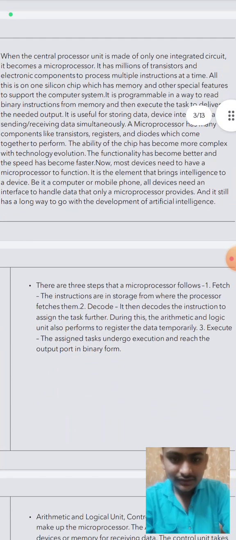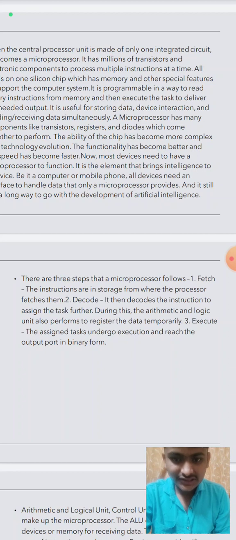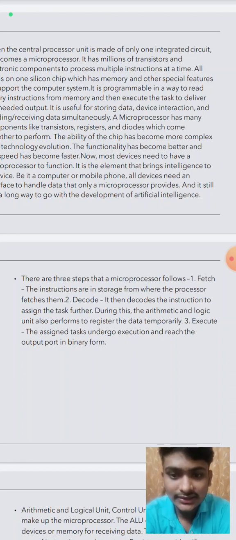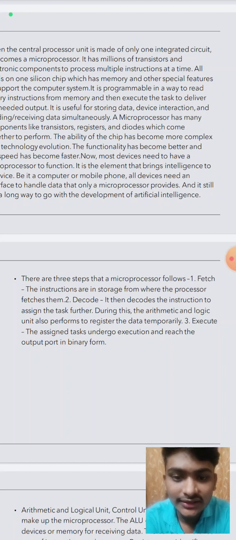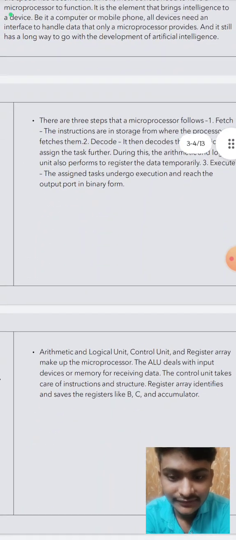There are three steps a microprocessor follows. Fetch: the instructions are in the storage, from where the processor fetches them. Decode: then decode the instruction to assign the tasks further. During this, an arithmetic and logic unit is also used to register the data temporarily. Execute: the assigned tasks undergo execution and reach the output port in binary form.